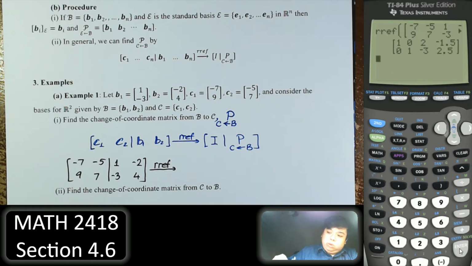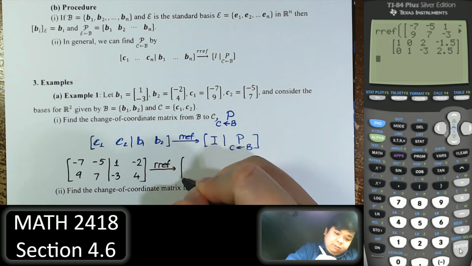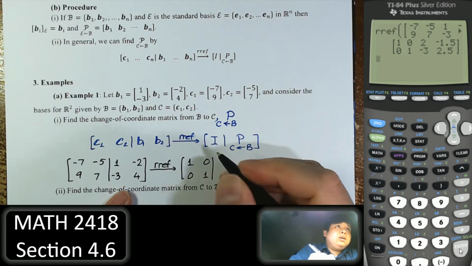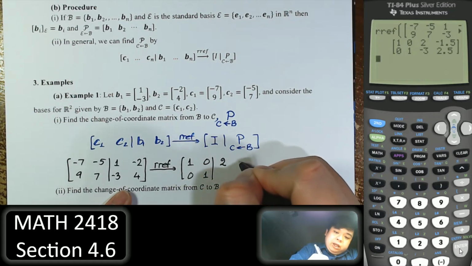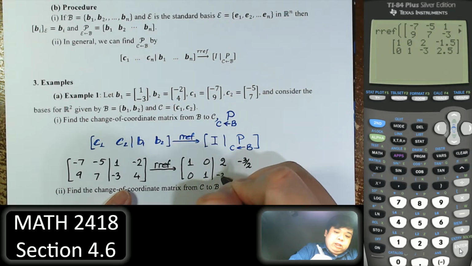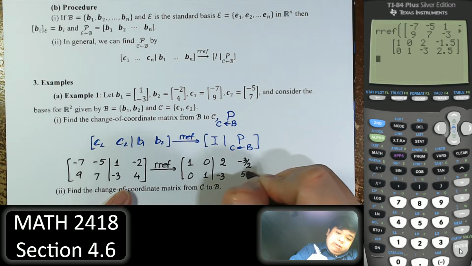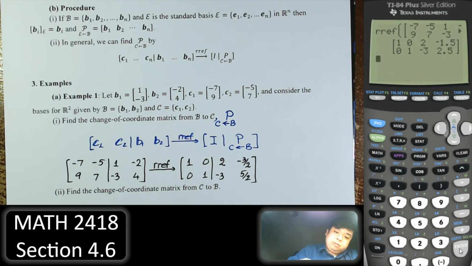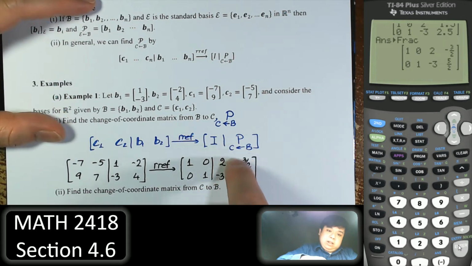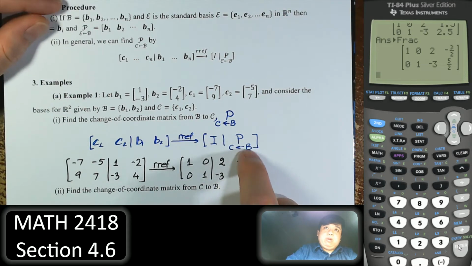And when we do that, we have 1, 0, 0, and 1, 2, -3 half, -3, and 5 half. And that is the change of coordinate matrix from B to C.